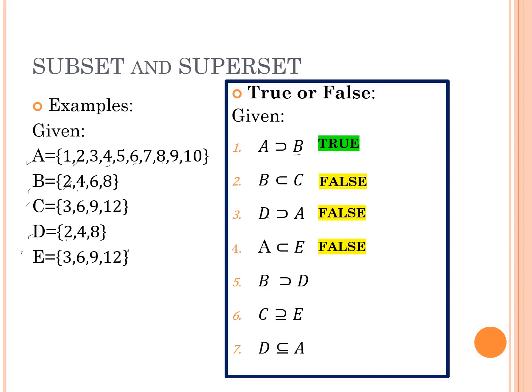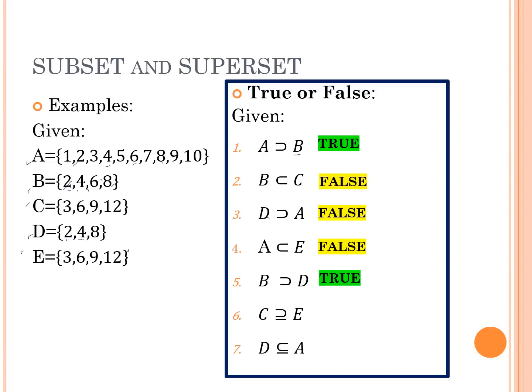Number 5, B is a superset of D. Does set B contain all of the elements of set D? Let us check. 2 is in B, 4 is in B, and 8 is in B. So number 5 is true.